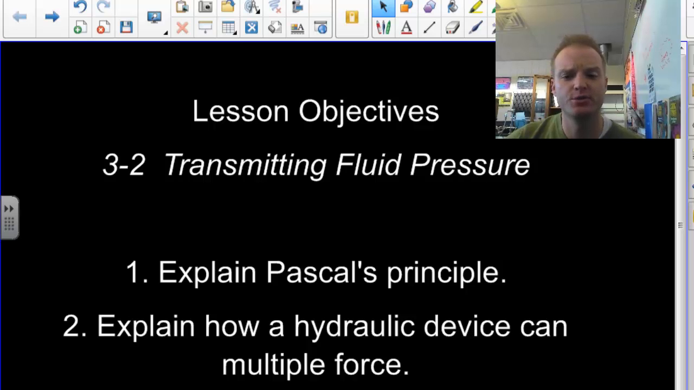This is on transmitting fluid pressure, or really most of the time we're going to be talking about Pascal's principle. So our lesson objectives for the day are: 1, to explain Pascal's principle, what it is, what does it mean, and number 2, be able to explain how a hydraulic device can multiply the force on an object. So really these two big ideas, and one, hydraulic devices is tied into Pascal's principle.